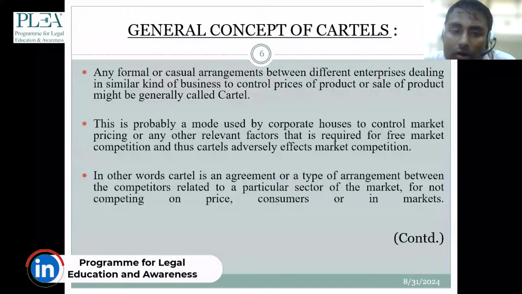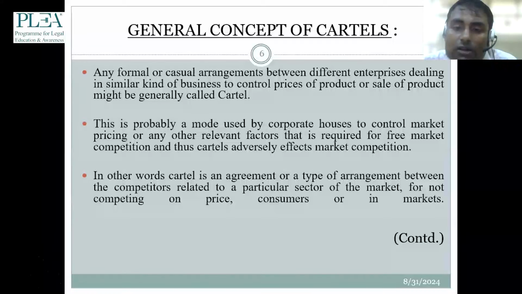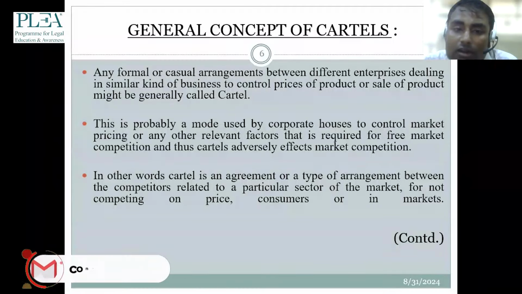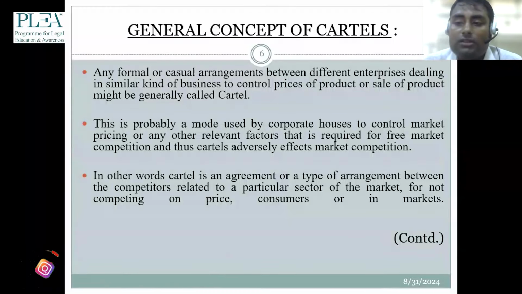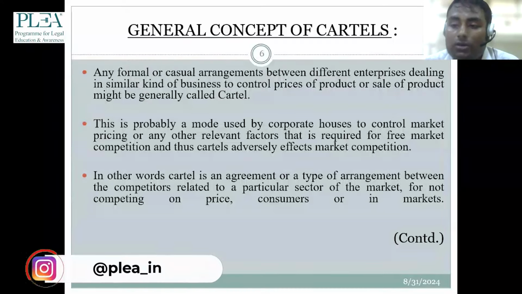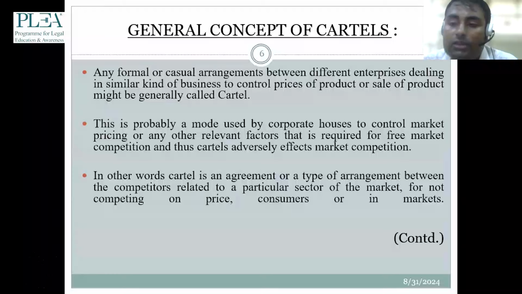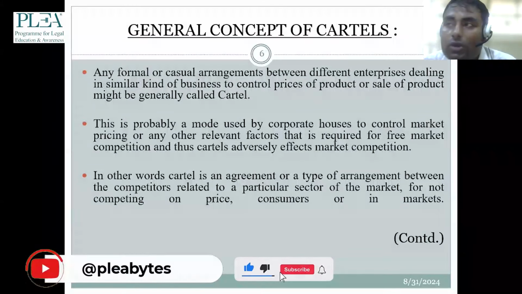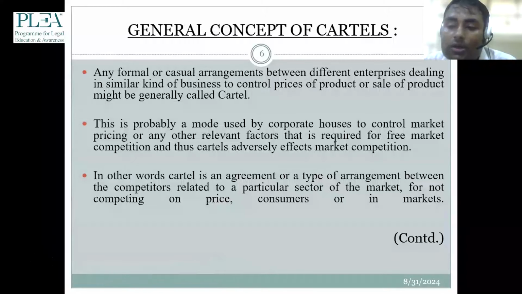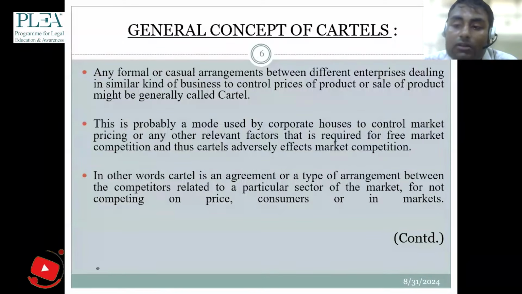So any formal or casual arrangements between different enterprises dealing in a similar kind of business, not dealing in different kinds of product. Suppose I take this area where I am sitting right now, where the ICFAI is situated, Kamalghat. This is a very rural area, and if there is only one medicine shop, and that owner tries to create an impact in the minds of the people that he is the only medicine shop owner, then ultimately that will hamper the interest of the people.